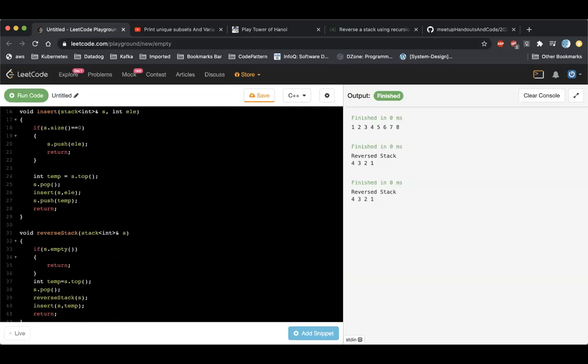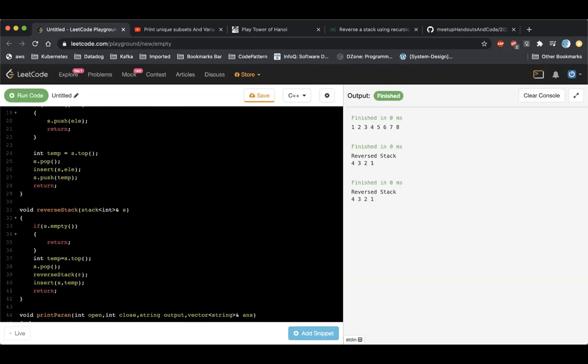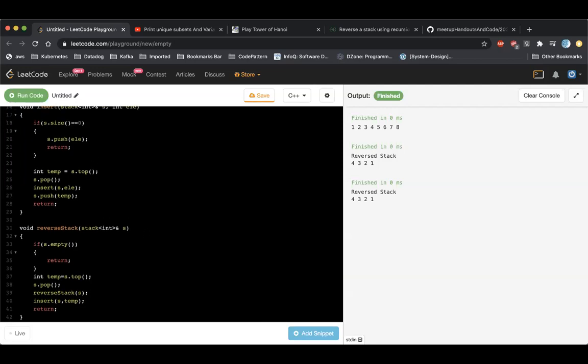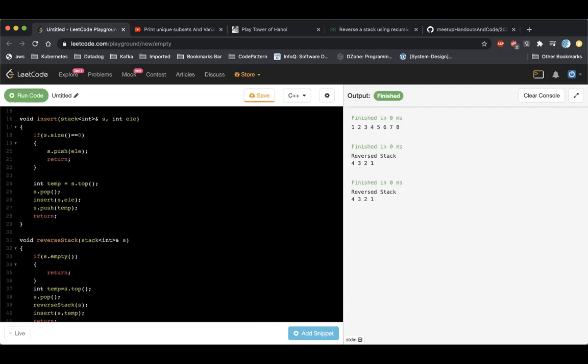Oh, isn't it like O of n plus O of n? Insert is O of n, and I think the overall is O of n square because you try to insert 4 at the bottom. So you go all the way down, and similarly you do for 3. For every element I do this insert, so O of n square. Yeah, okay.